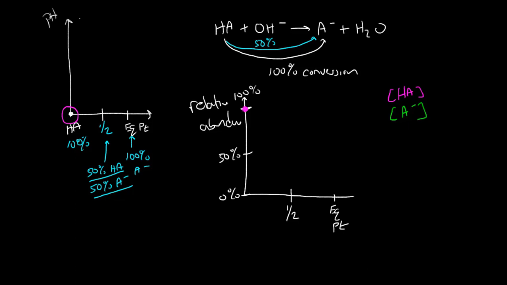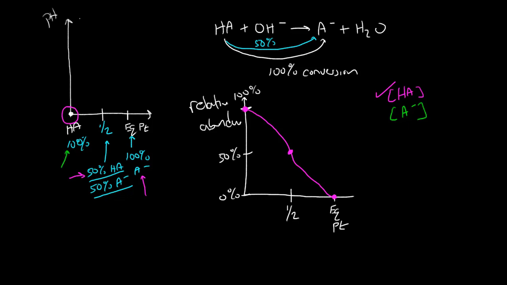By the time we've reached our half equivalence point, we now only have 50% of our buffer in the form of HA. So the concentration of HA has dropped to 50%, and by the time we've reached our equivalence point, we've converted all of our acid into a base. So now the concentration of our acid is 0. So 0% of the buffer is present in the form of the acid. So if we plot this then, we can see this downward trend moving through the half equivalence point down to the equivalence point. So the concentration of the acid form of our buffer decreases as we progress through our half equivalence and our equivalence point.